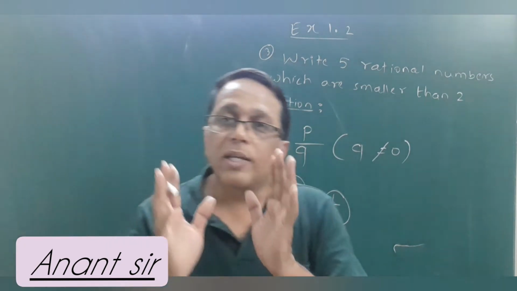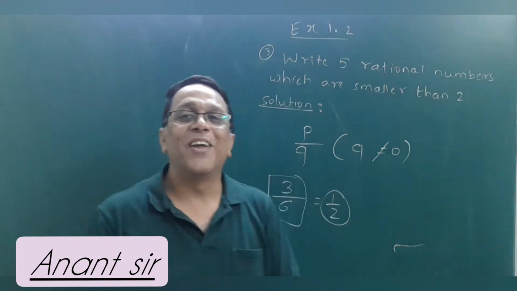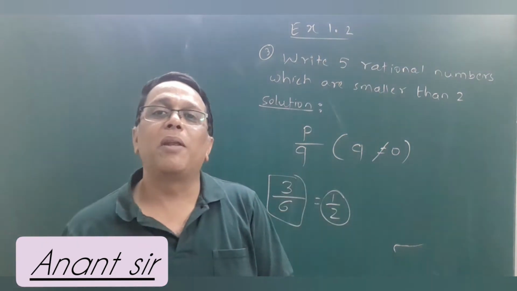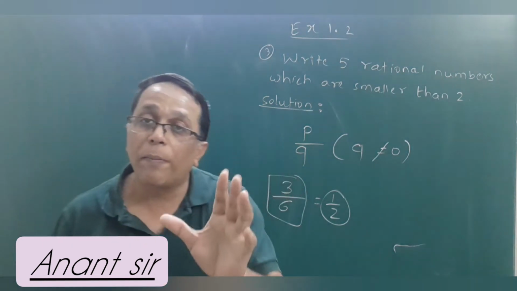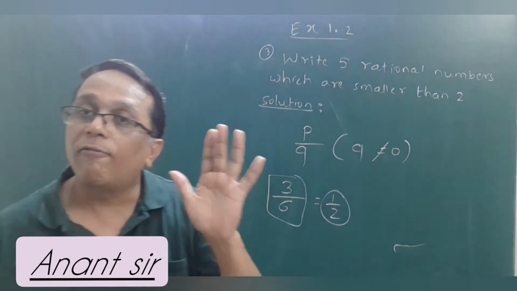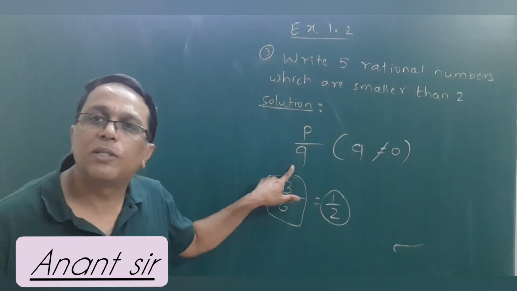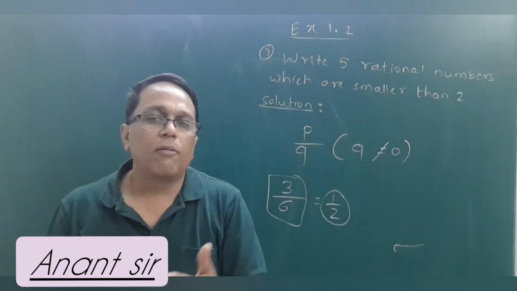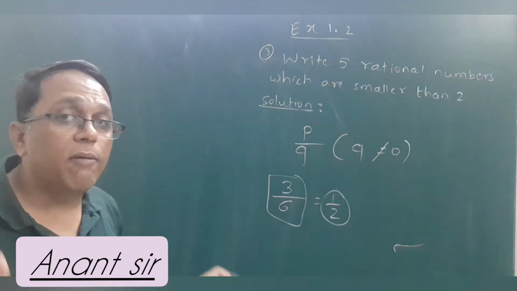So what is a rational number? A rational number, students, is a number which can be represented in the form of p by q, where p and q must be co-prime integers. That means they should not have any common factor other than 1, and the denominator should not be 0 because otherwise it will be a meaningless number. We cannot divide by 0.